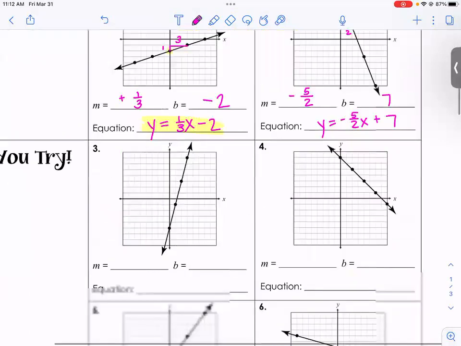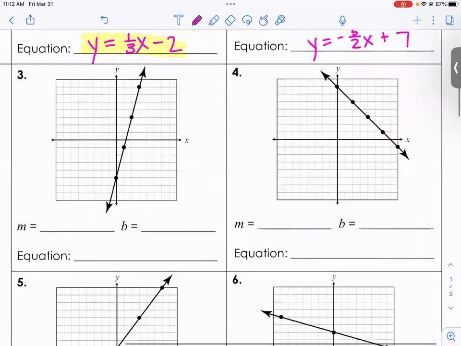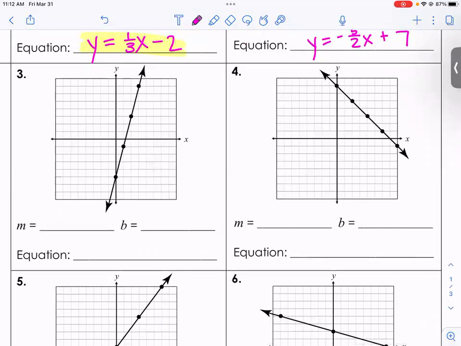Okay, I want you and your elbow partner to work on number 3 and number 4, please. 3 and 4.